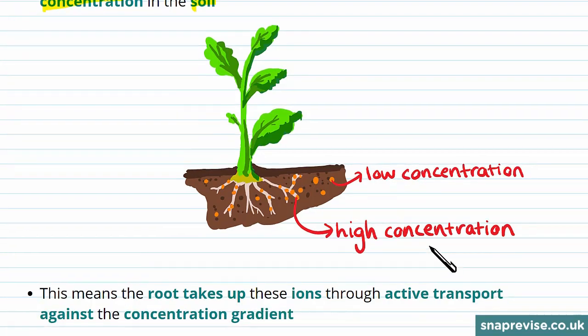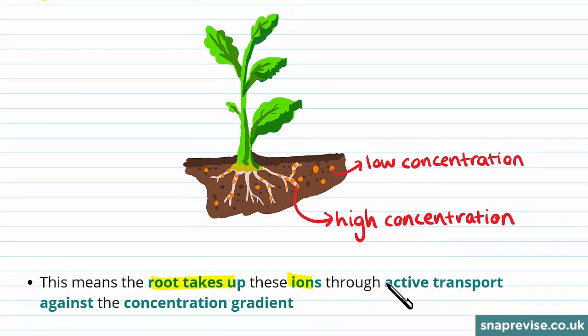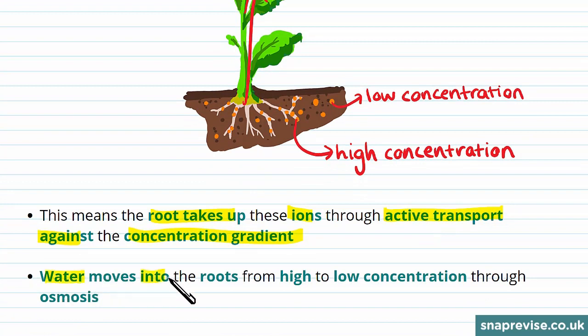What this means is that the root takes up these ions through active transport. This is against the concentration gradient, so from low concentration to high concentration, and this requires energy. In this way, mineral ions can move up the plant. In contrast, water moves into the roots from high to low concentration, and this is through osmosis.